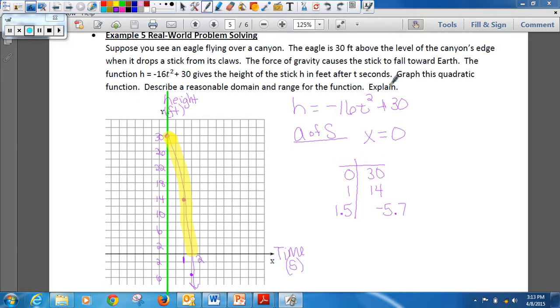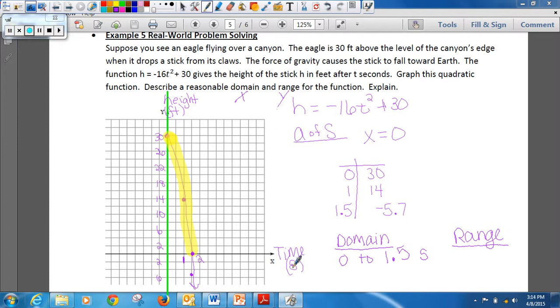Okay, it then asked, describe a reasonable domain. Remember, domain is your x values and range is your y values for the function. Okay, so my reasonable domain numbers are your x values. So we talked about how we can't go negative, so we'd start at 0. And if I look here, it crosses at what looks like about 1.5. So I would say 0 to 1.5 seconds.